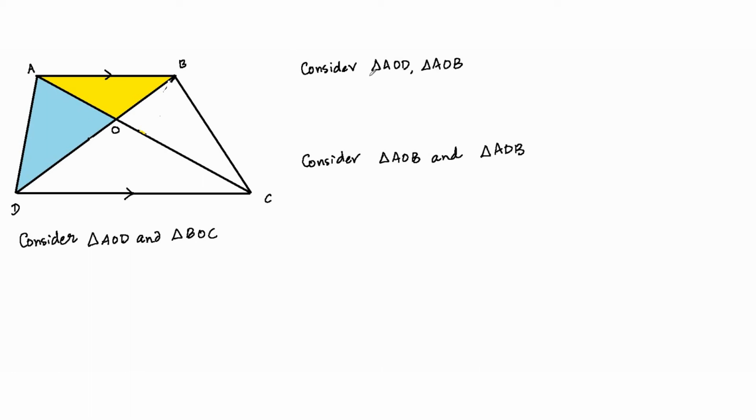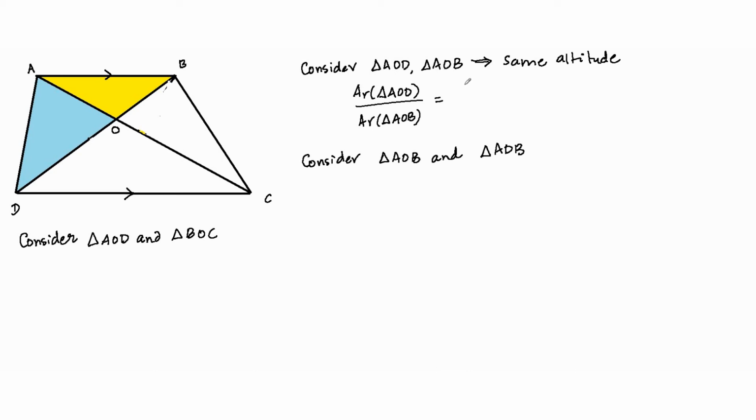And because these two triangles have the same altitude, I know that the ratio of their areas, so area of triangle AOD to area of triangle AOB, is given by the ratio of their bases, right? So these two triangles have the same altitude, and therefore the ratio of their areas will be the ratio of their bases.